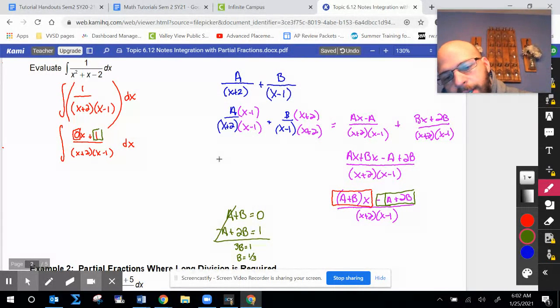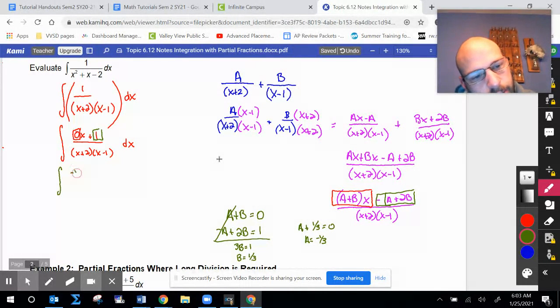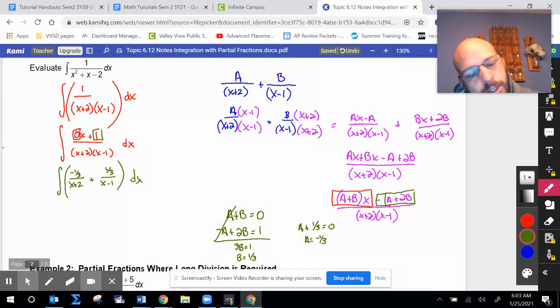So now I can plug this back into any of the equations. So I'll do A plus my B, which is 1/3, equals 0. So I know A has to equal negative 1/3. And I'm going to rewrite this problem as A, which was a negative 1/3 over x plus 2, plus B, which was a positive 1/3 over x minus 1, dx. Now, I can integrate these separately. I'm going to pull the negative 1/3 out.